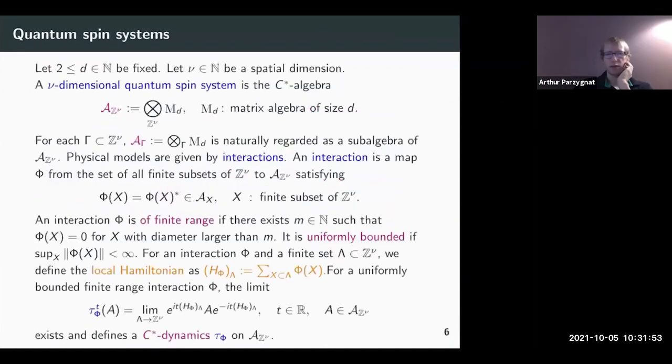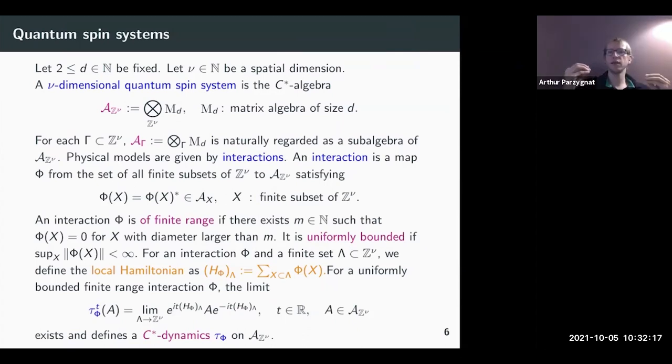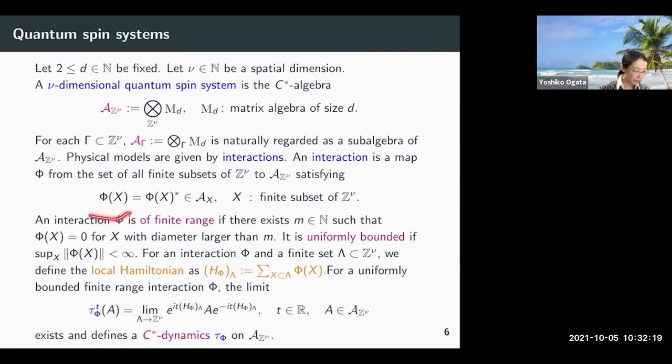Sorry, I'm having a little trouble understanding the physical definition of this interaction. If you give me a subset, like just a couple of points near each other, what is the meaning of Phi of X? Am I supposed to think of that as some interacting Hamiltonian that interacts between exactly those points in that subset? What do you mean exactly? Sorry, what is the meaning of Phi of X? Phi of X is the interaction between spins inside of X.